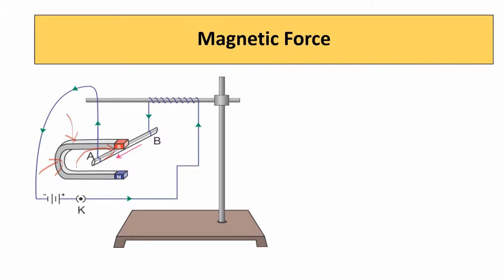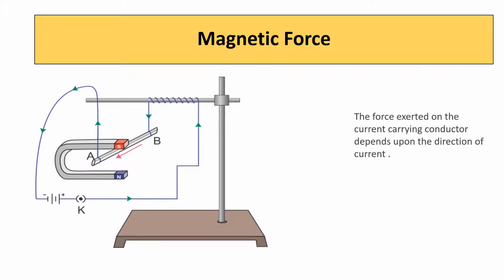How will you draw the magnetic lines of force for this horseshoe magnet? From the north pole to the south pole. We know the electric current flows from the positive terminal of a battery to the negative terminal. In this diagram, the electric current flows from B to A. When the electric current flows from B to A, the force on this conductor will displace it towards the left.